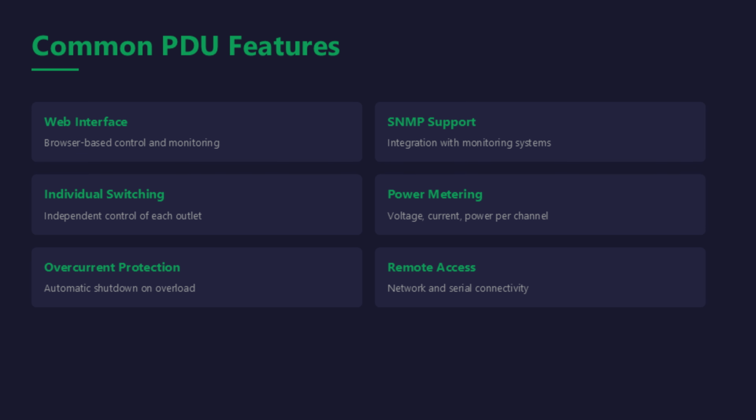Individual outlet switching. Each outlet operates independently. This is fundamental to the managed PDU concept. Power metering. Voltage, current, and power measurements per channel. Some PDUs also track energy consumption over time. If the total load exceeds safe limits, the overcurrent protection trips. This might mean shutting down outlets or blocking new ones from turning on. These are the basics. Different PDUs implement them in different ways. Some add more features, some simplify.